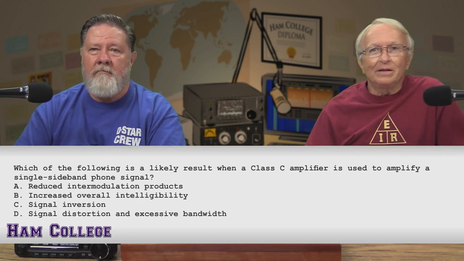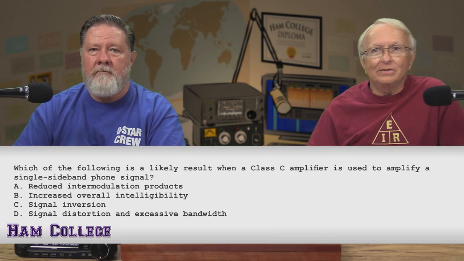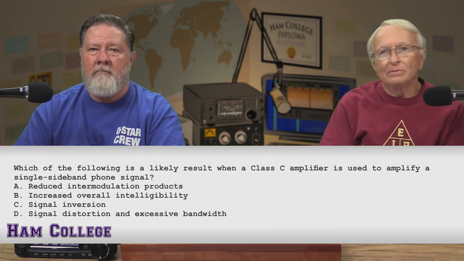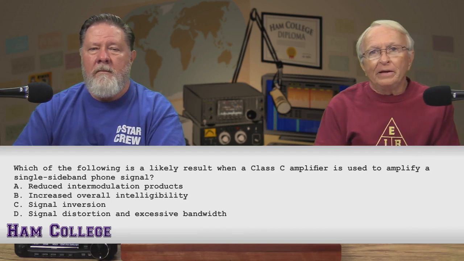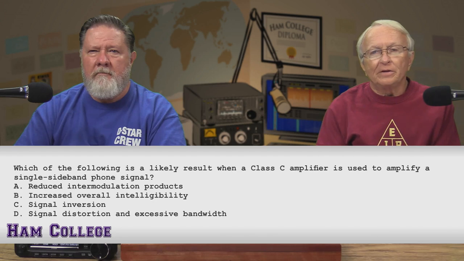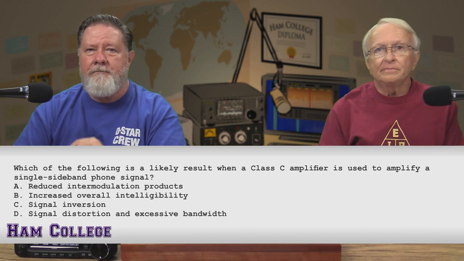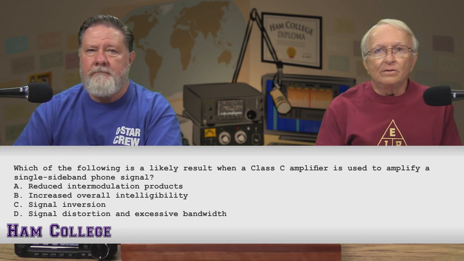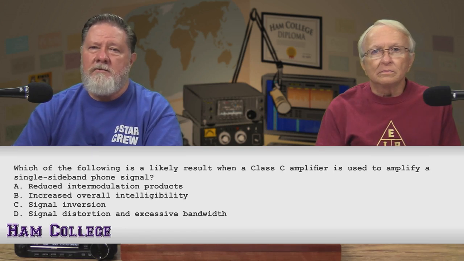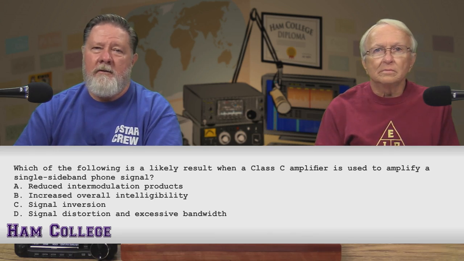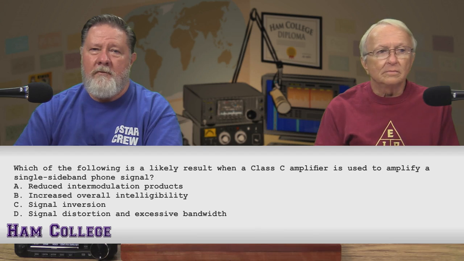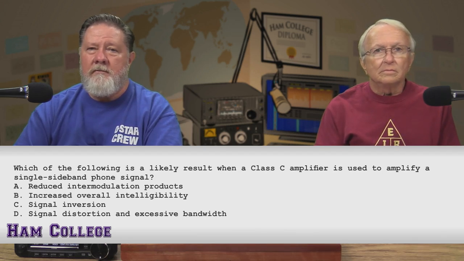Which of the following is a likely result when a Class C amplifier is used to amplify a single sideband phone signal? A. Reduced intermodulation products. B. Increased overall intelligibility. C. Signal inversion. Or D. Signal distortion and excessive bandwidth. Or E. You don't know.